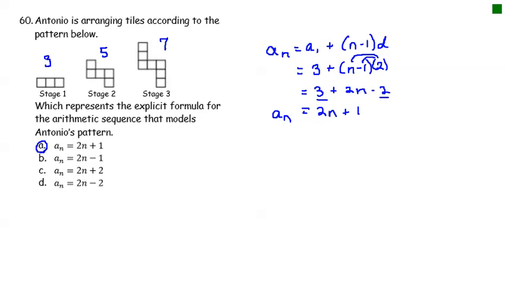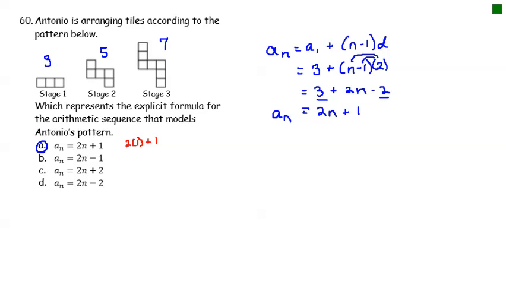Now, if you forget how to do that, you can also just take the stages and plug them into your n. So stage 1, that's like saying the first term. So plug in 1. 2 times 1 plus 1, and we should get 3. If we don't, then that means our answer is wrong. So 2 times 1 is 2, plus 1 gives us 3. So we're good with this.